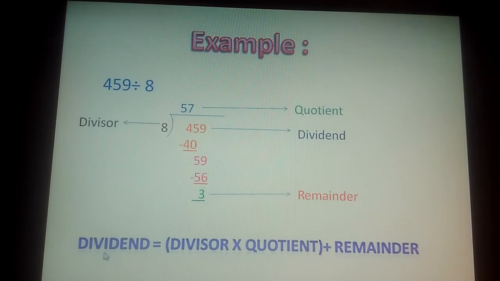Now this is a very important relation between dividend, divisor, quotient and remainder. Dividend is always equal to divisor into quotient plus remainder. This is a very important formula, children. All of you must remember this formula. Dividend equals divisor into quotient plus remainder.